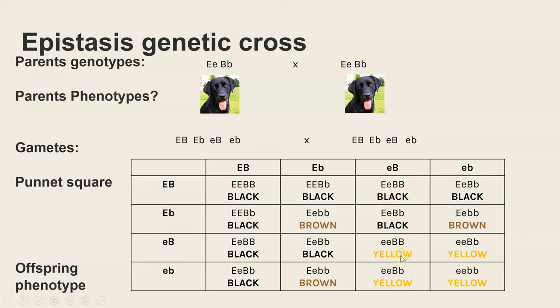Even though they have the alleles to code for black, black, brown, and black, we don't see that colour expressed because the first gene is masking it. So we end up with this ratio of 9 to 4 to 3.